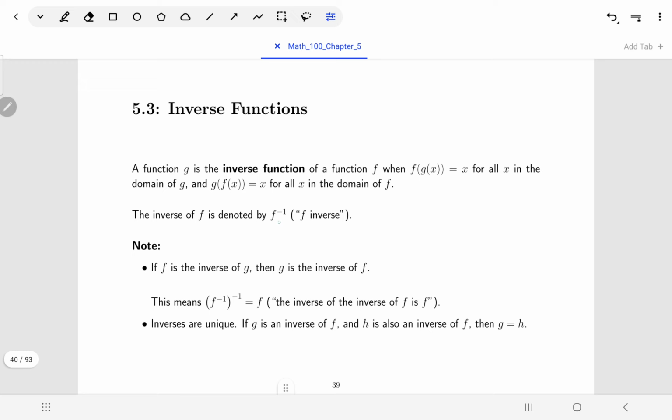Of course, if the opposite of f is f inverse, then the opposite of f inverse must be f. So in other words, the inverse of f inverse is f. Inverses are unique. So if I find the inverse for a function and you find the inverse for the same function, we should find the same thing. There shouldn't be two different answers for what is the inverse of f.